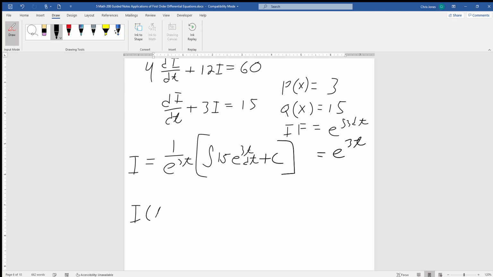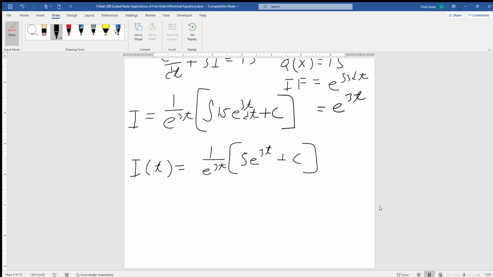So I, or I of t, is going to be 1 over e to the 3t times 15 divided by 3 is 5e to the 3t. So the antiderivative of e is e, and then we divide by that 3, plus the constant of integration c. All right, and we know at 0, the time is 0, we can distribute through. So if we distribute through, we end up with 5 plus c over e to the 3t, and that's our general solution.